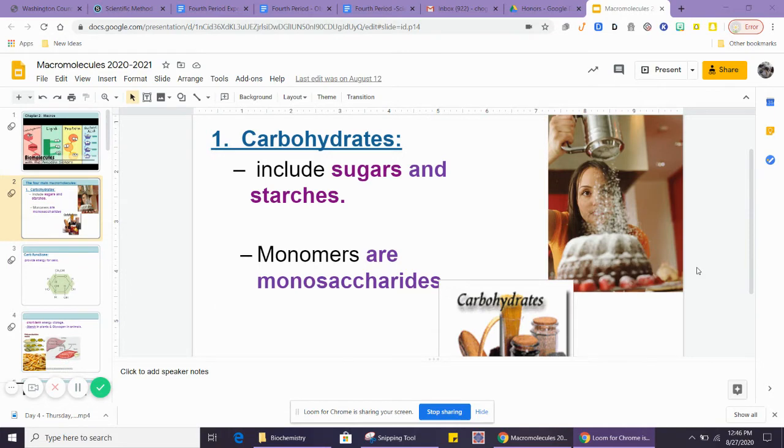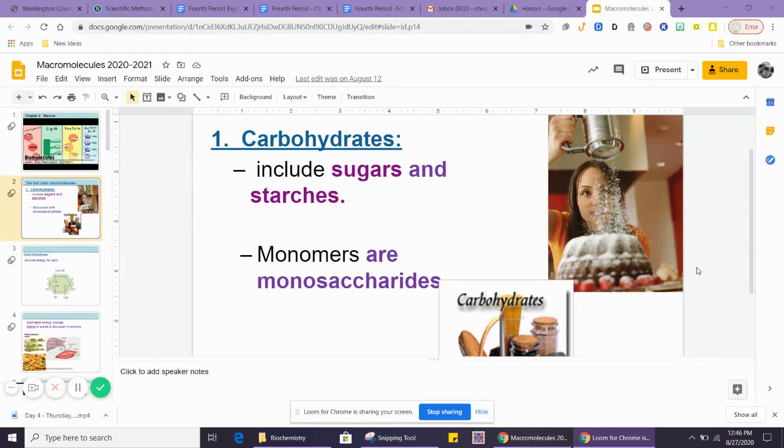The four macromolecules are carbs, lipids, proteins, and nucleic acids. Now, as you were looking over macros for your food, you focused just on the carbs and the lipids and the proteins. So the nucleic acids weren't addressed at all. So we will talk about them as we go through this section.